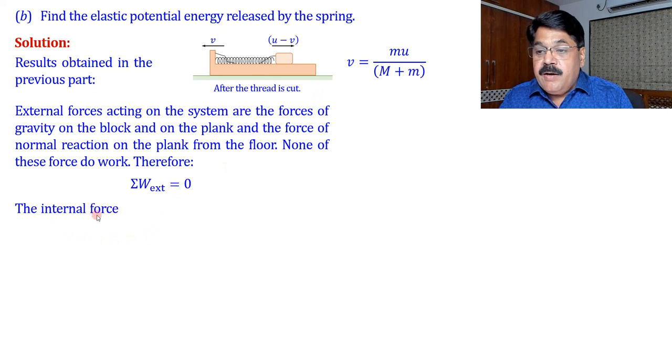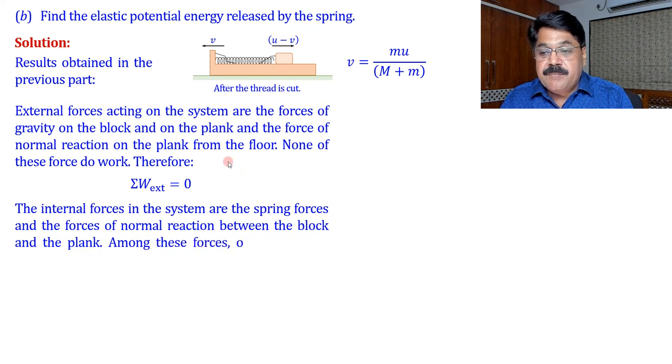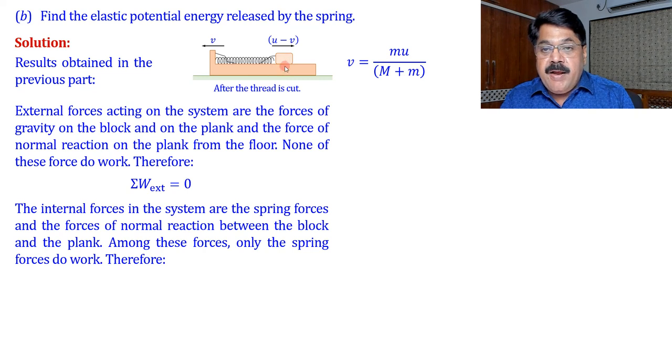Now, the internal forces in the system are the spring forces and the forces of normal reaction between the block and the plank. Among these forces, only the spring force does work. The spring force and the normal reaction between the plank and the block are internal forces, but this normal reaction is not doing work because the displacements of the plank and the block are perpendicular to it. So only the spring force is doing work. So summation W internal is equal to work done by spring.